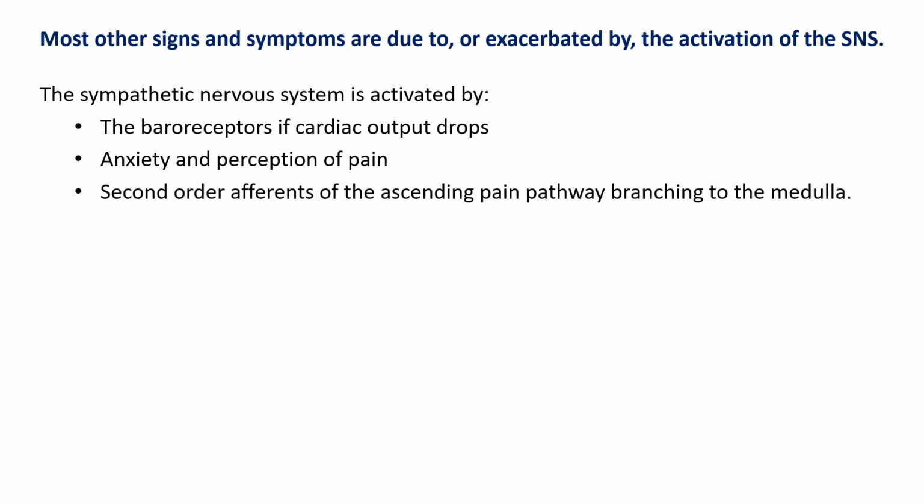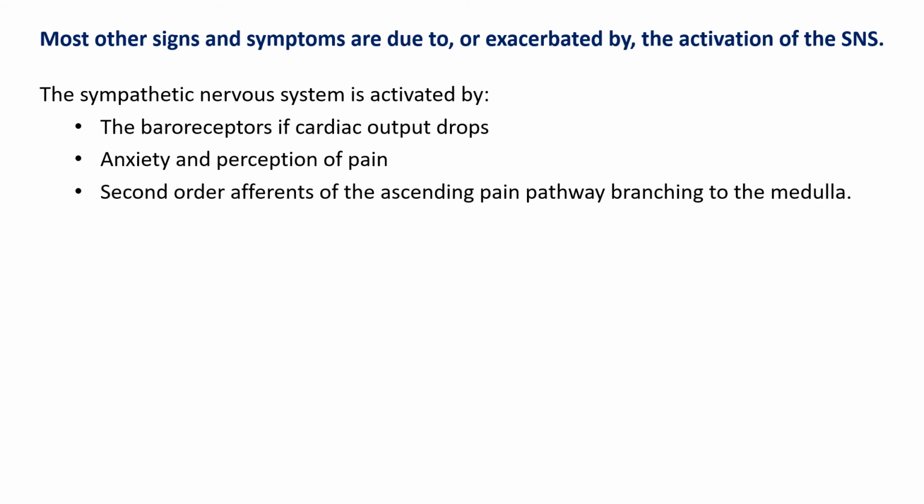Sympathetic nervous system is also activated by anxiety and the perception of pain. So the cortex can activate, it can release adrenaline, which will set off the sympathetic nervous system. And this is why when you're anxious, for whatever reason, perhaps an exam, then your heart rate goes up, you get sweaty. That's your sympathetic nervous system cutting in.